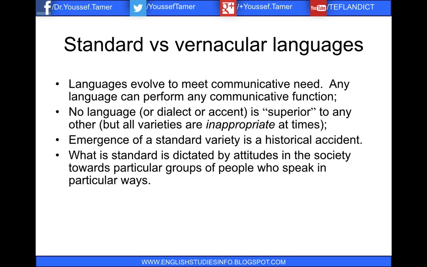Do you use standard Arabic at home? No. That's what we mean by inappropriateness or appropriateness. So the difference between a language and a dialect is related to this. It has nothing to do with being superior or inferior.